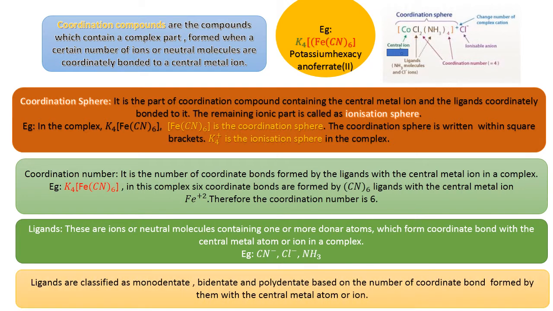Next, ligands are classified as monodentate, bidentate and polydentate based on the number of coordinate bonds formed by them with the central metal atom or ion. Examples for monodentate are cyano, chloro, amine. Example for bidentate, oxalato. Example for polydentate, EDTA, that is ethylenediaminetetraacetate.